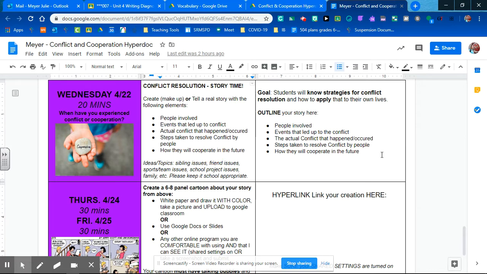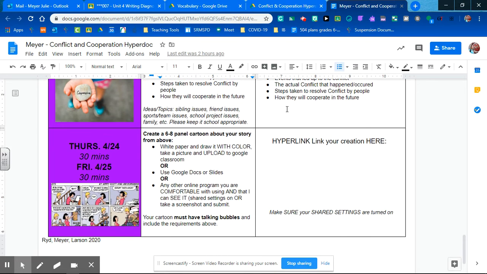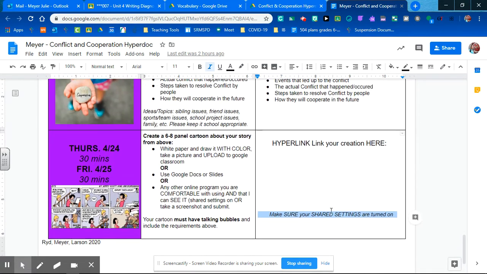Okay, you're going to outline that story here, and then through some sort of cartoon, whether with white paper or docs and slides or any other program you're comfortable with, I want you to take that story and create a cartoon or drawing or something to tell that story. You're going to hyperlink it here, or you're going to take the picture and upload it, but you're somehow going to get that cartoon here. You're going to make sure your shared settings are on, and you're going to turn that in.